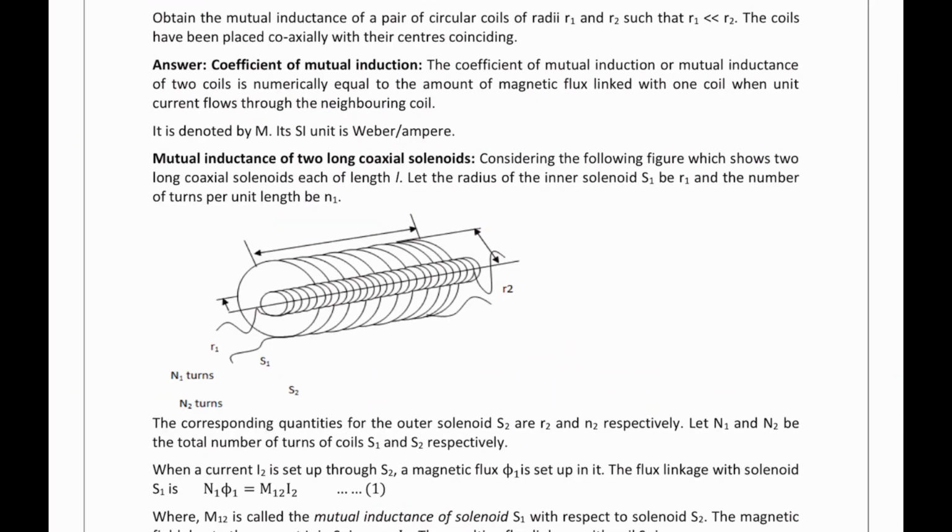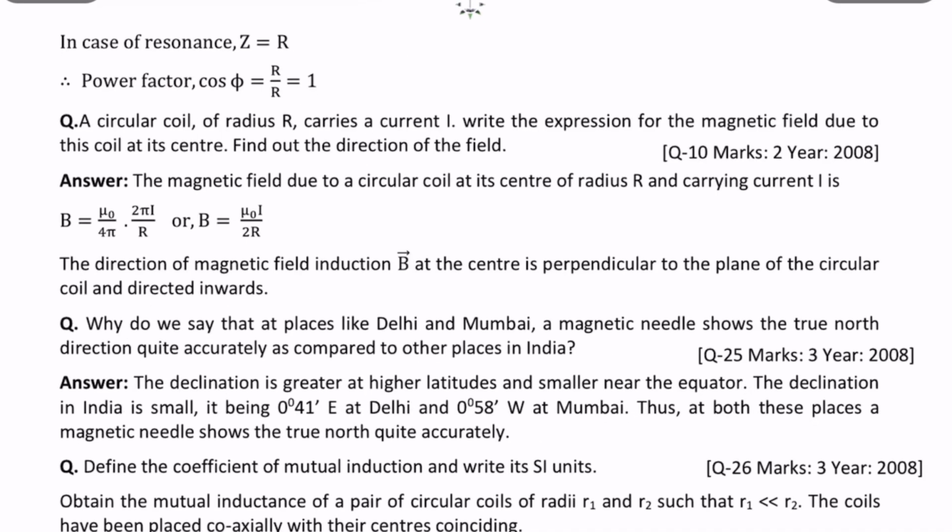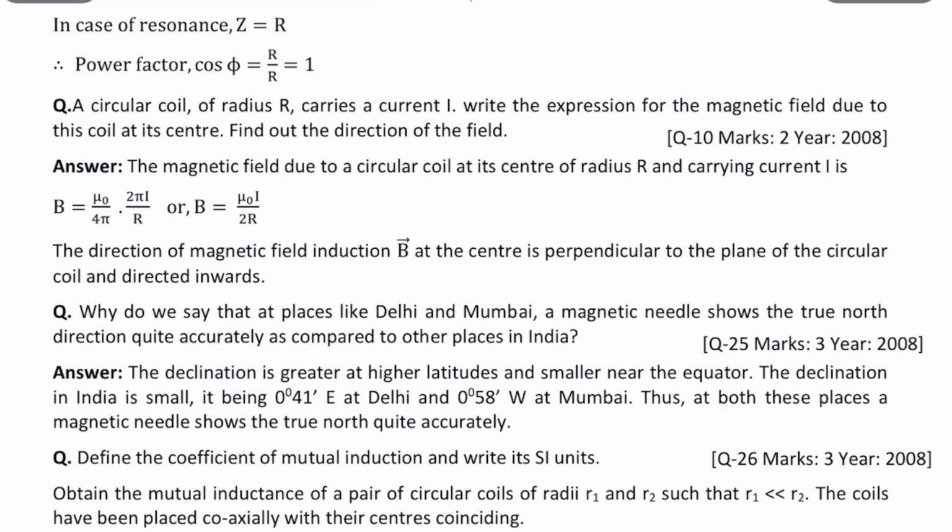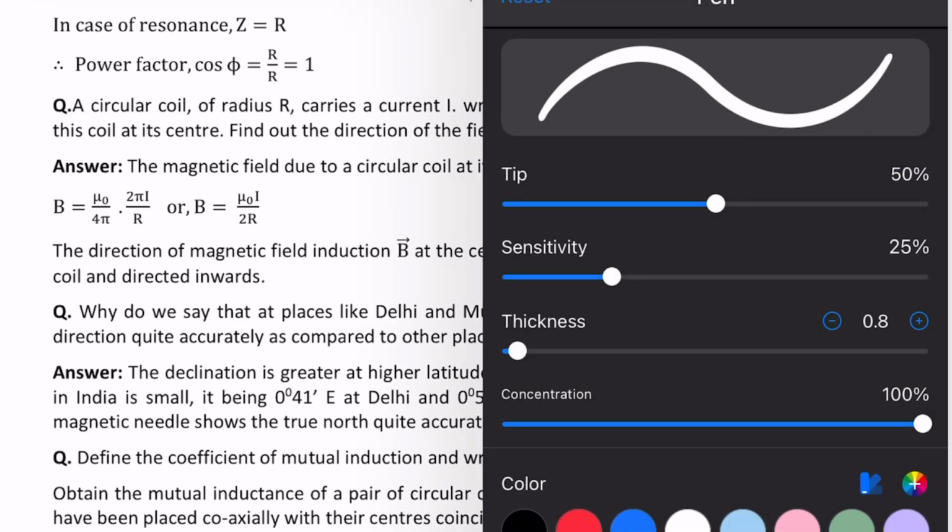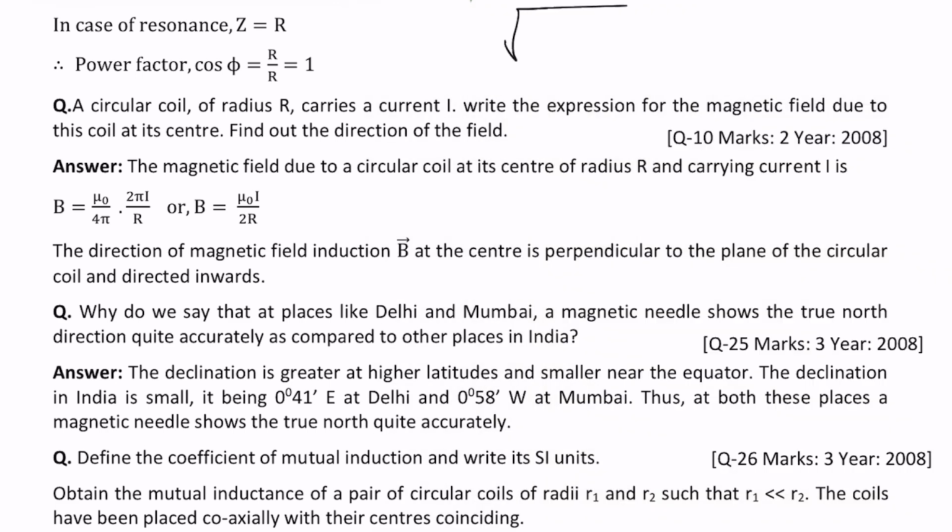Now next, go to the next question. Power factor is given by R by Z. Because at resonance frequency, what is happening? This Z, that is the impedance offered by the LCR circuit, is the square root of R square plus (XL minus XC) square, that means (omega L minus 1 by omega C) square.